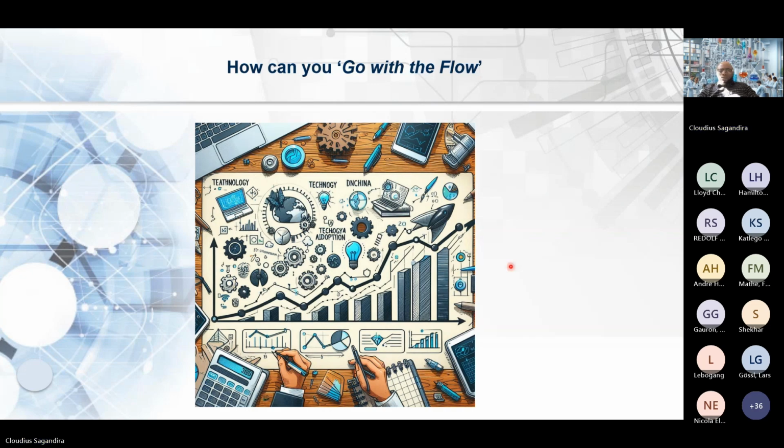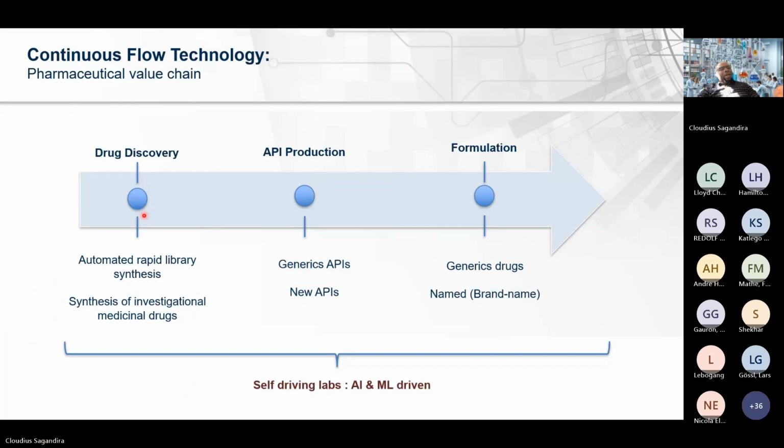We can start by looking at in what areas you can use this technology, which is flow chemistry. You can use it in drug discovery, where you do rapid library synthesis, and you can also quickly synthesize investigational medicinal drugs. In API production, I'm not going to repeat this, I've talked about this throughout my whole presentation. And you can also use continuous flow in formulation. So apply it across this pharmaceutical value chain to actually improve your process. And you can also include artificial intelligence and machine learning in your systems to get better efficiency beyond what is provided by the systems.